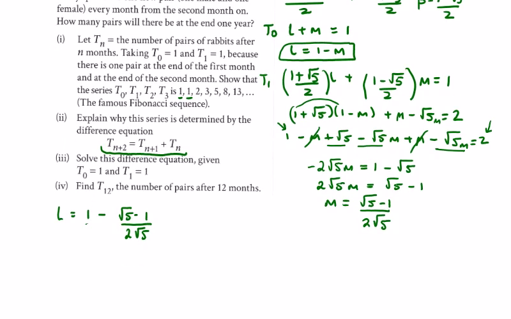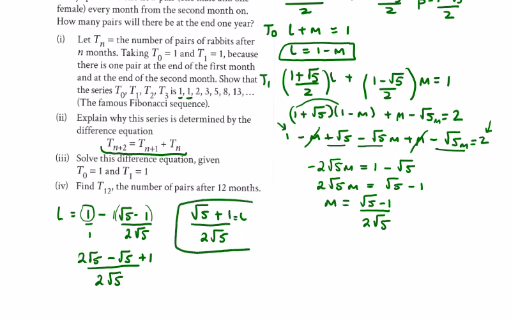And if we make this a single fraction, we're going to get on the bottom 2 root 5. 2 root 5 by 1 is 2 root 5. And then we have this 1 here will be in front of these two, so it's a minus 1 by root 5, so minus root 5, and then plus 1. So this is going to give root 5 plus 1 over 2 root 5 for L. So we have L, we have M.